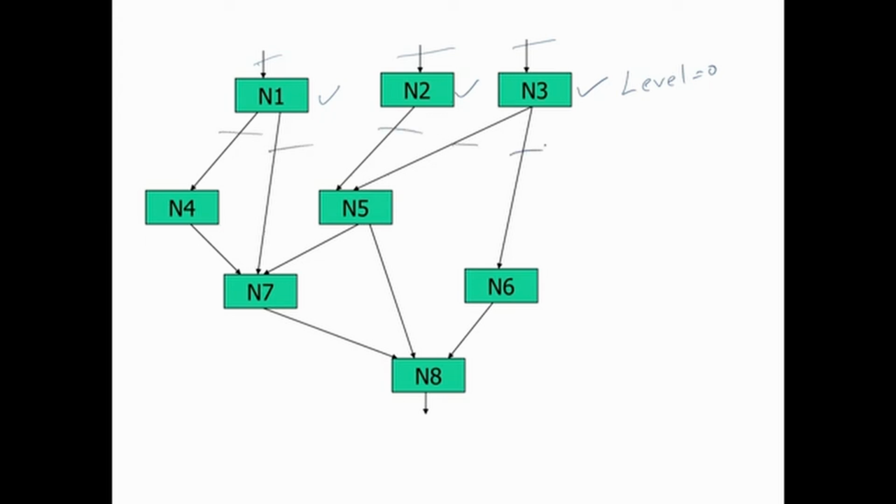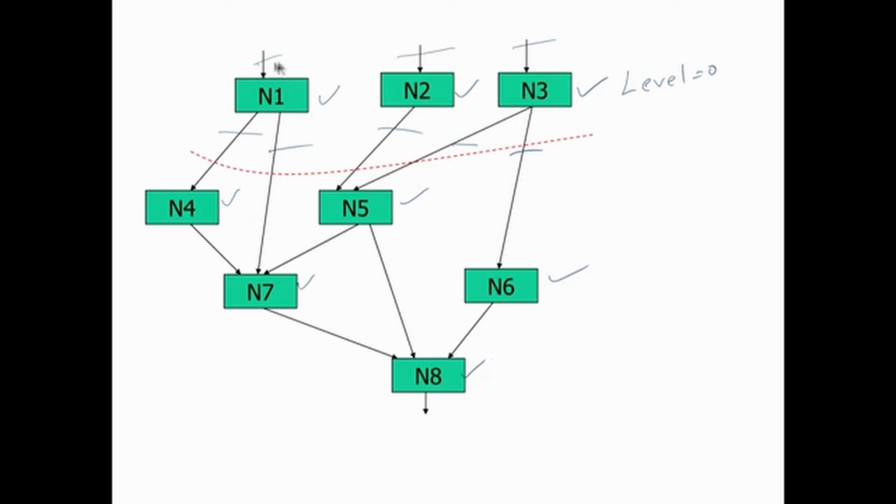Now we find out who are all the nodes that do not have any input nodes. Then it becomes N4, N5, N6. I remove them, then it becomes N7, then finally it is N8. So this is basically topological sorting. So I will just do that sorting now as we see here.